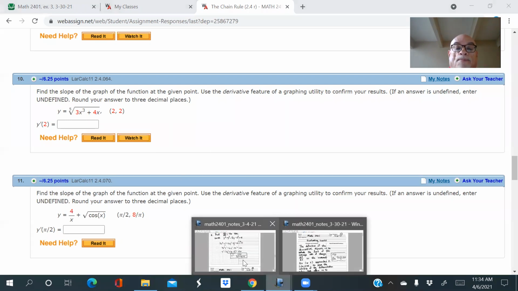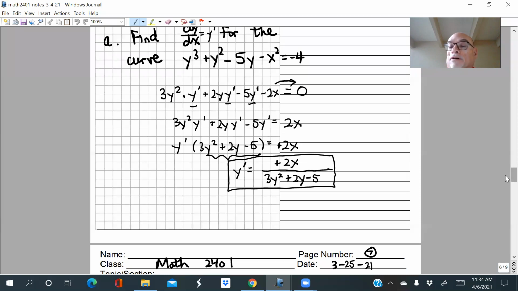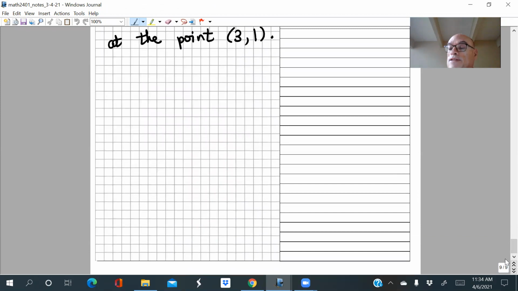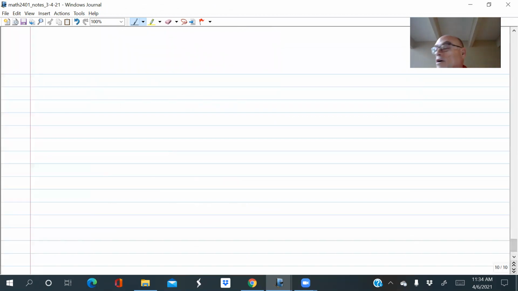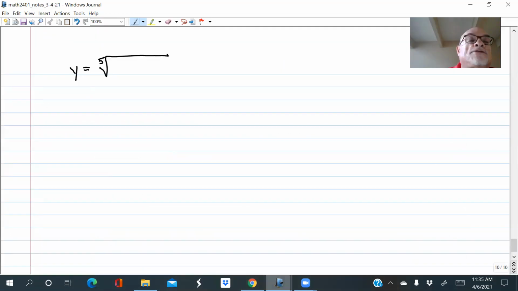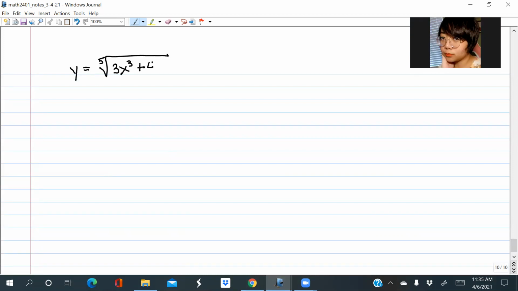Let me see if I can find some blank paper here, and so we can do this. Let me add an extra sheet here to these notes. That function was the fifth root. I remember that, but I can't remember the rest of it. 3x something or other. So let me look back here. 3x cubed plus 4x, right? In my version of the problem, but your version might be slightly different.